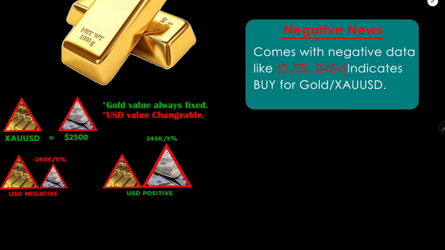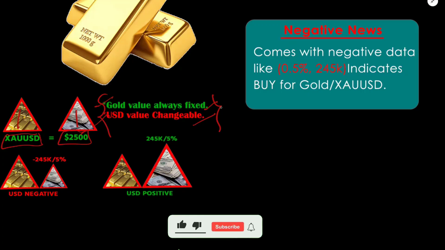Let's learn this. Before we start to discuss this topic, you need to keep two things in mind. Gold value is always fixed, or constant, while USD value is always changeable; currency value is always variable. For now, suppose one unit of gold is equal to 2500 United States dollars. As we know, gold value is always fixed, so this value will always be fixed.